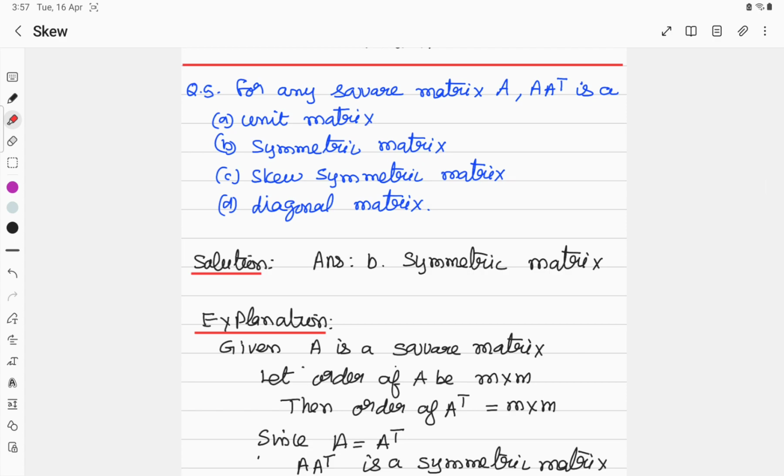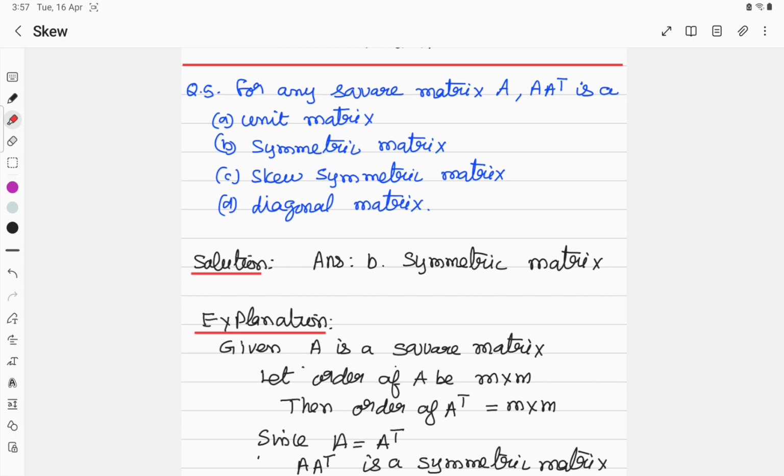Fifth one. For any square matrix A, A into A transpose is a unit matrix, symmetric matrix, skew symmetric matrix, or diagonal matrix. Solution. Answer B. That is, A A transpose is a symmetric matrix.